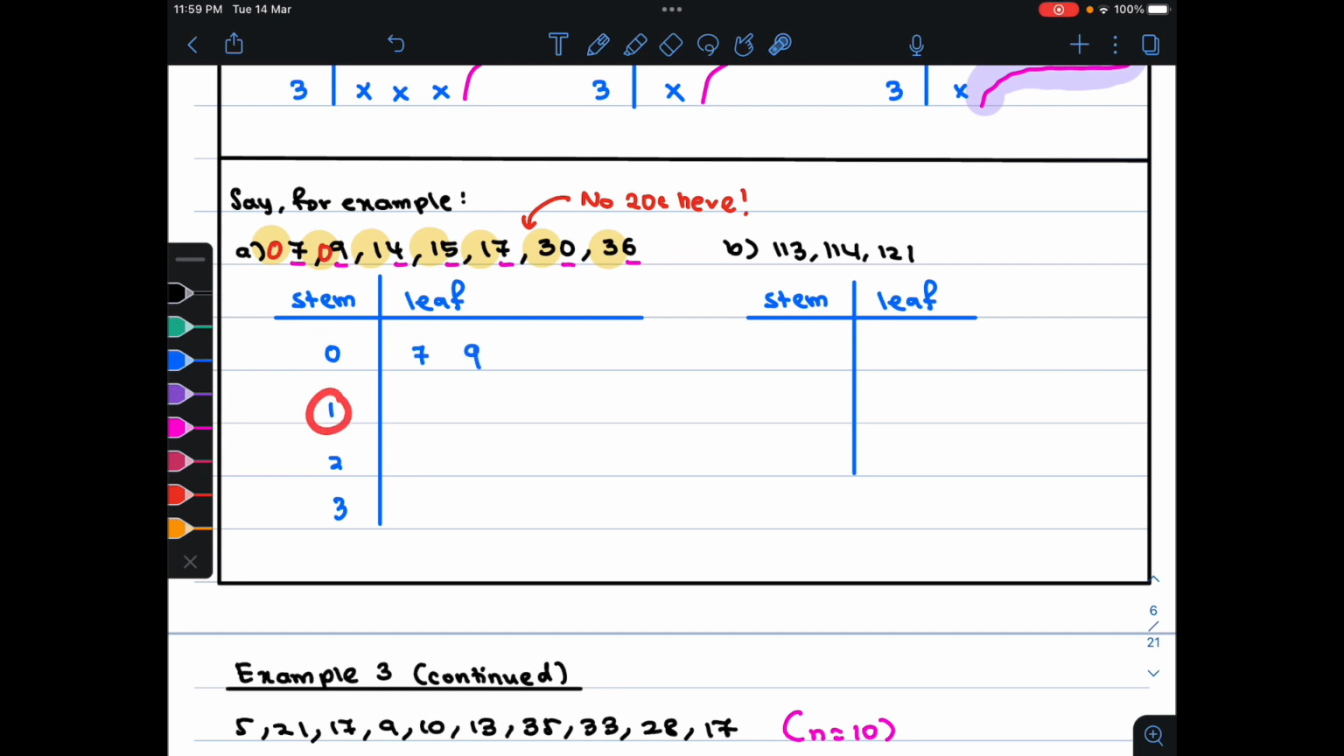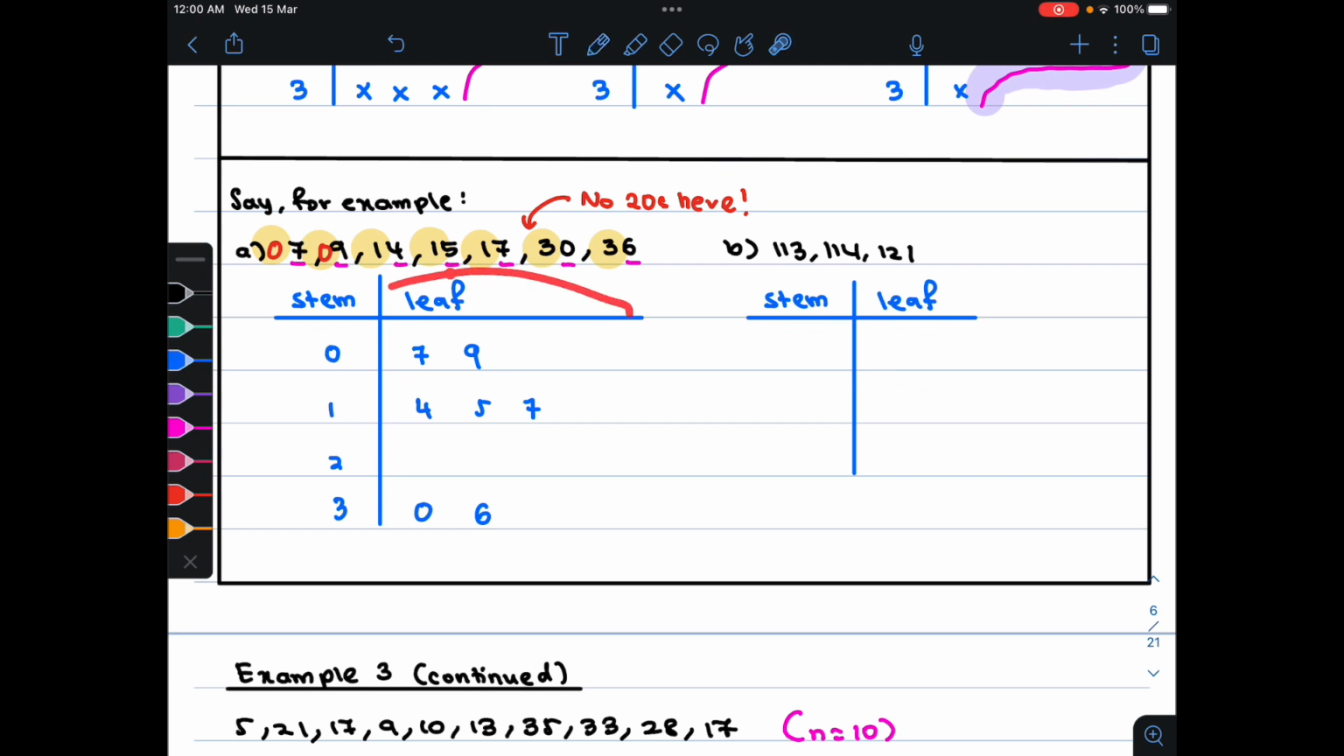And when the stem is 1, you have 14, 15, and 17. So the leaf will be 4, 5, and 7. Note that when the stem is 2, there are no data with the stem 2, so you're gonna leave this row empty. And the last one is when the stem is 3. So you're gonna have 30 and 36. Therefore, the leaf will be 0 and 6. So that's how you draw the stem and leaf diagram.